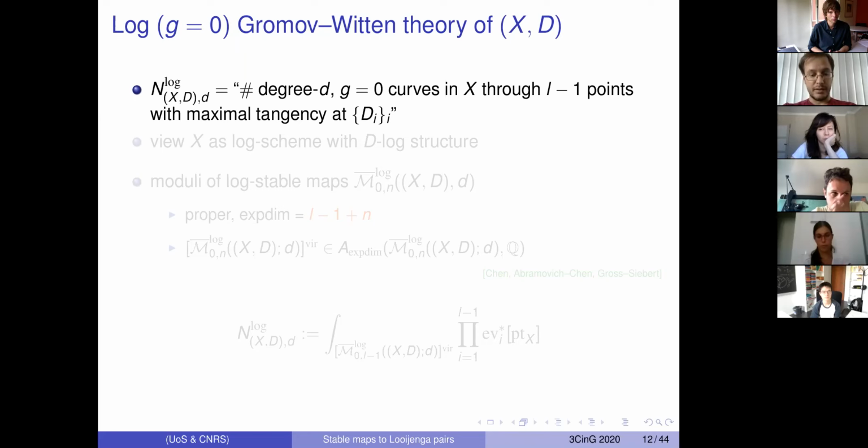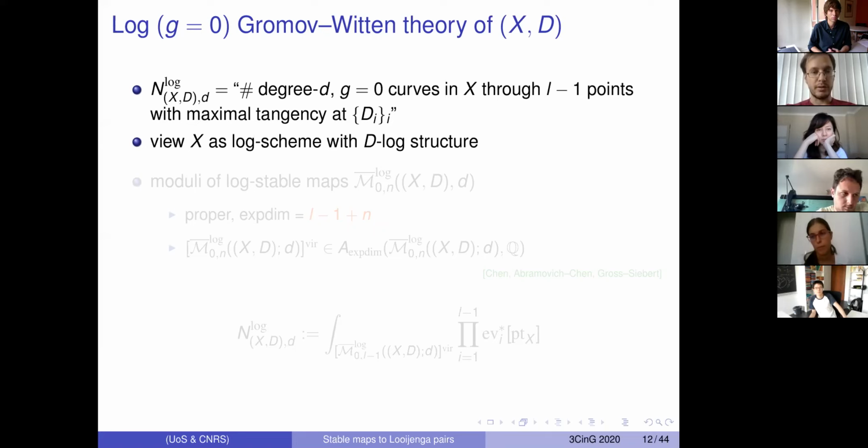And now, unlike the previous case where there was no issue with properness, here we immediately run into a problem of trying to find a compact moduli space. The reason being that a sequence of stable maps with fixed contact orders at the Di can have a limiting stable map where some of the components of the curve fall entirely into the divisor. At which point the tangency condition doesn't make any sense anymore. And this creates a lot of technical problems using traditional methods.